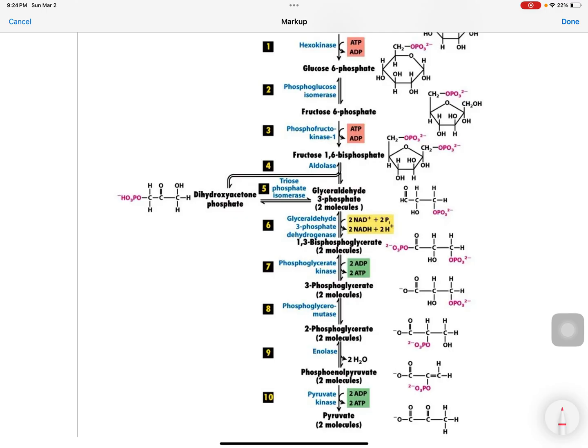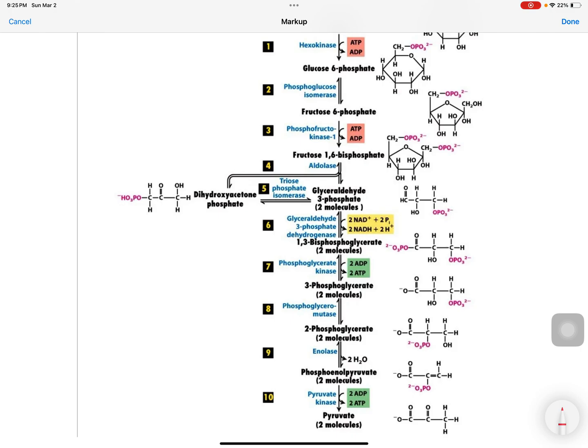Hello everyone. Today we are going to explore one of the most fundamental biochemical pathways in all living organisms that is called glycolysis. Whether you are a bacteria, a plant or a human, your cells rely on this process to extract energy from glucose.